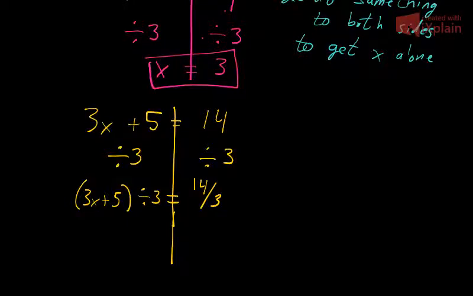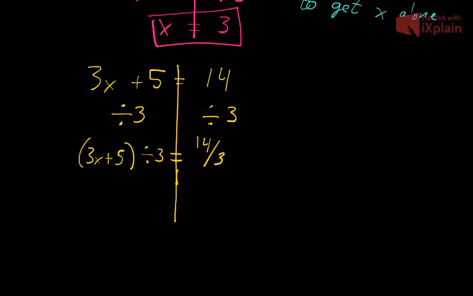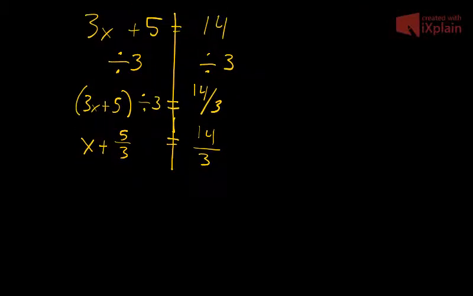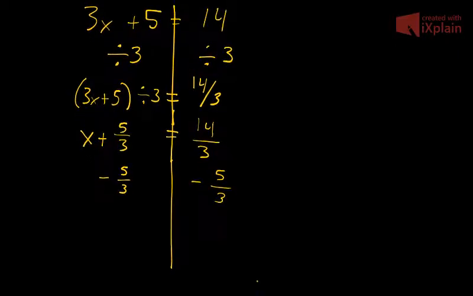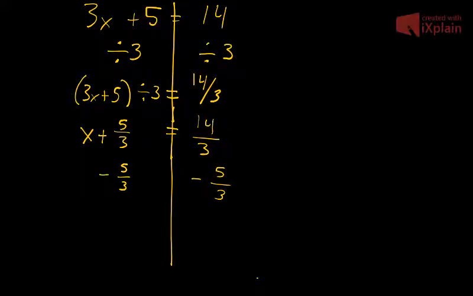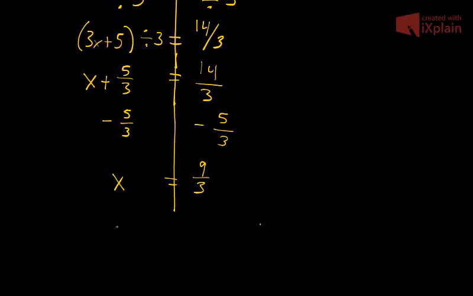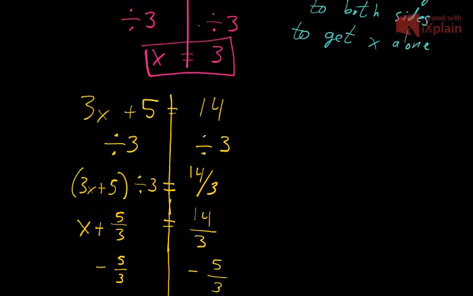Division actually distributes just like multiplication. So when I do this, I'll have 3x divided by 3, which is x, plus 5 thirds equals 14 thirds. So now all I have to do is the subtraction. I'm going to subtract 5 thirds to get x by itself. So x plus 5 thirds minus 5 thirds is going to be x equals, and 14 thirds minus 5 thirds is going to be 9 thirds. And I really hope that 9 thirds is 3, so I end up with x equals 3. Which, if we look, is exactly the same as what I got doing it the other way.